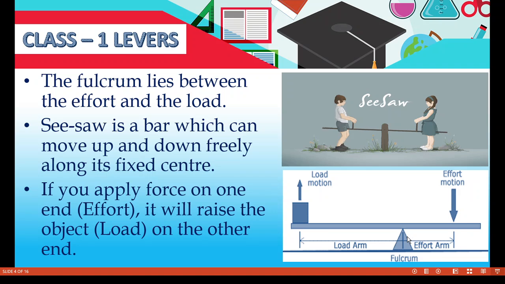So here the distance between the fulcrum and the load is called the load arm, and the distance between the fulcrum and the effort is called the effort arm. Later this concept will be very useful in the topic of the principle of levers. At that time you must know what load arm and effort arm mean. Simply, load arm means the distance between the load and fulcrum, and the effort arm is the distance between the fulcrum and the effort.